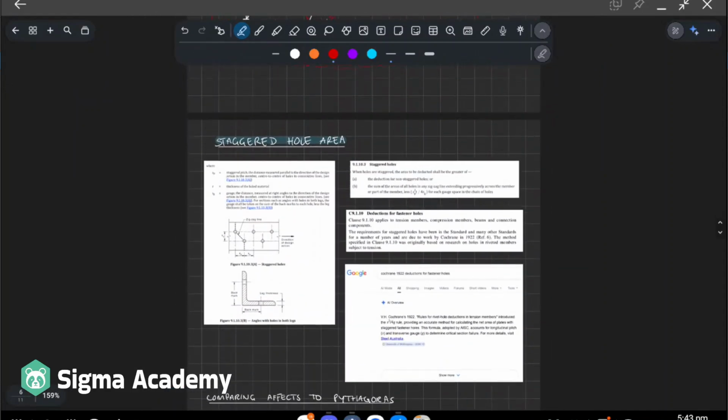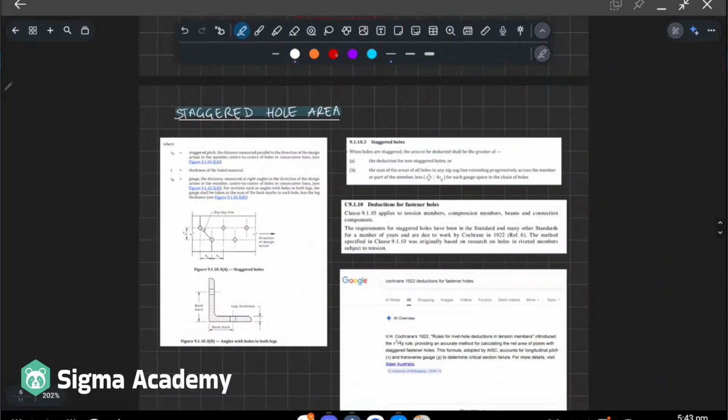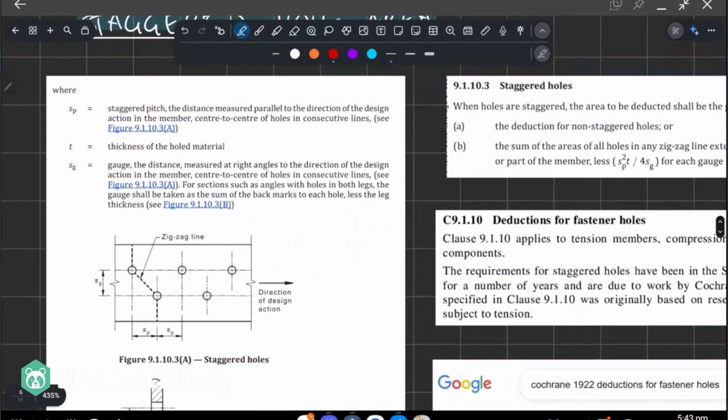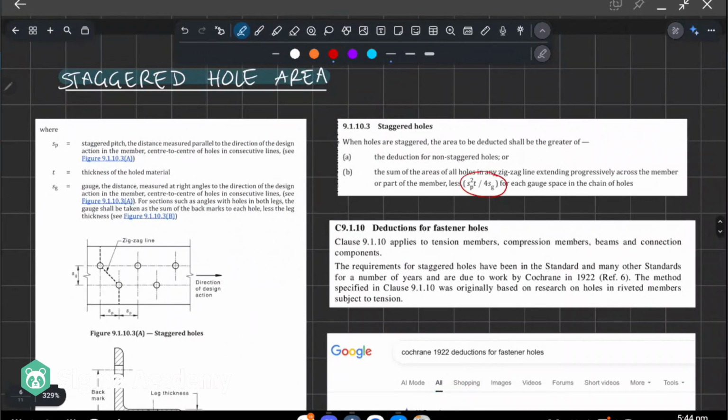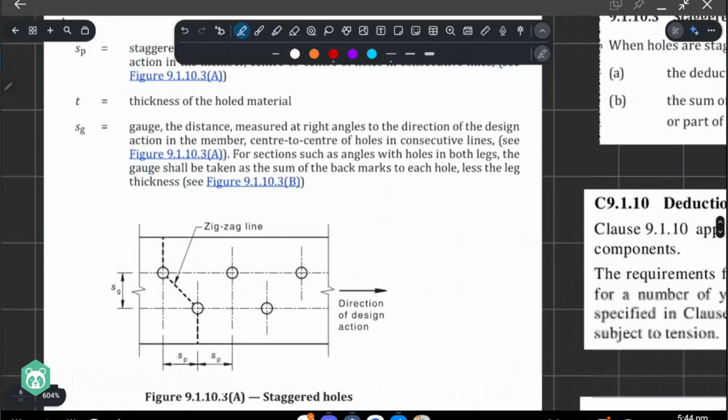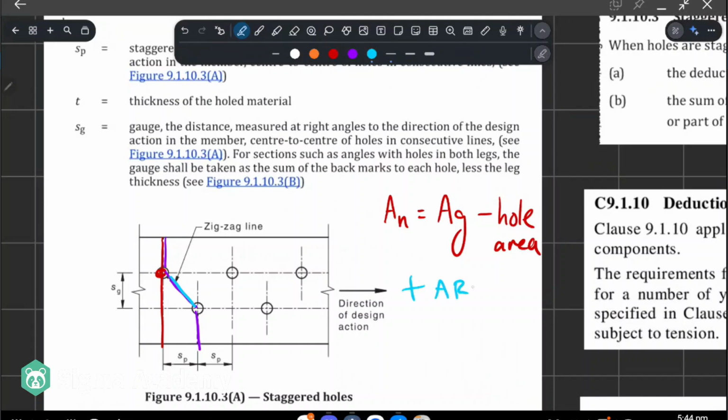Okay, that's the end of the question, but let's talk about the staggered hole and where this thing comes from. It's the additional area that you get back from a zigzag, right? If you think about it, we have the section, and a hole would reduce the section's area, so AN is equal to the section minus the hole area. That makes sense. But when you go diagonally, like in a staggered hole, you get this diagonal, and that actually adds area.